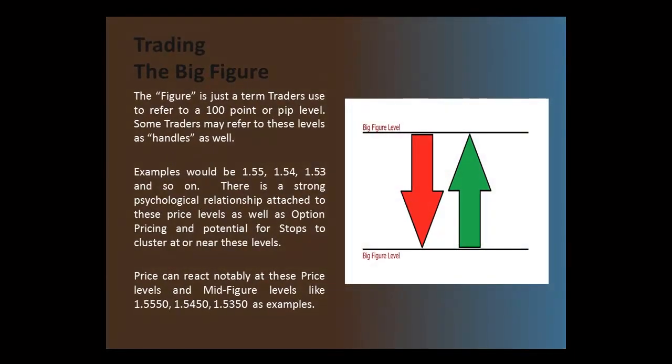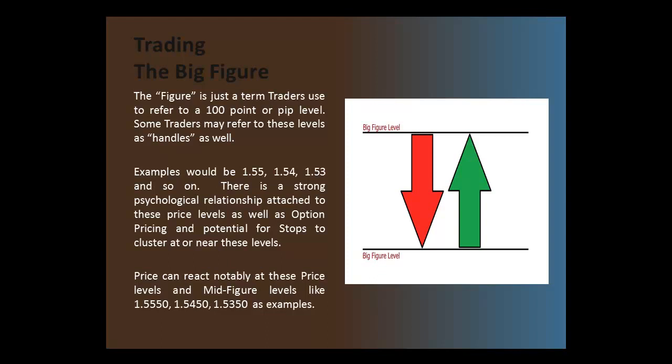Alright, trading the big figure. The figure is just a term traders use to refer to a 100 pip or 100 point price level. Some traders may refer to this level as handles as well. As an example, we'll use the cable. A figure or a big figure may be in the form of 1.55, 1.54, 1.53, so 100 pip increment levels rounded to the nearest 100 pips. That's a big figure.